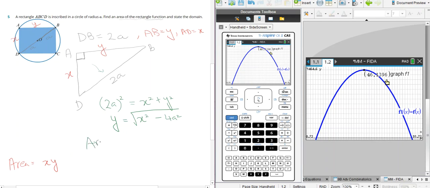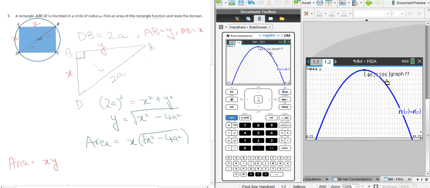So the area of the rectangle is x times y. Now y is root x squared minus 4a squared. Okay. Now the next question comes. That is the function for the area. The next question comes. What is the domain for this?